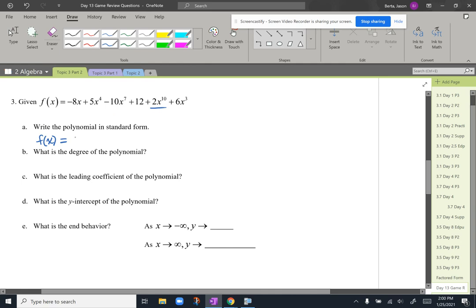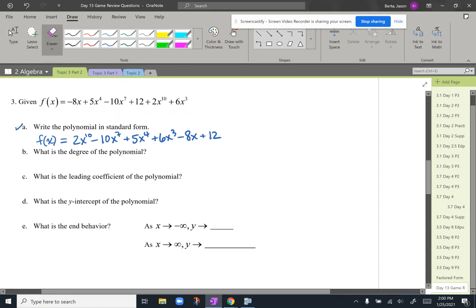The term with the highest exponent is 2x to the 10th. The next highest one is minus 10x to the 7th. Don't forget to carry with it the leading plus or negative sign. Then what do we have left? Plus 5x to the 4th. Got that one. Plus 6x cubed. Minus 8x. And the constant at the end. So that is how we write the polynomial in standard form.